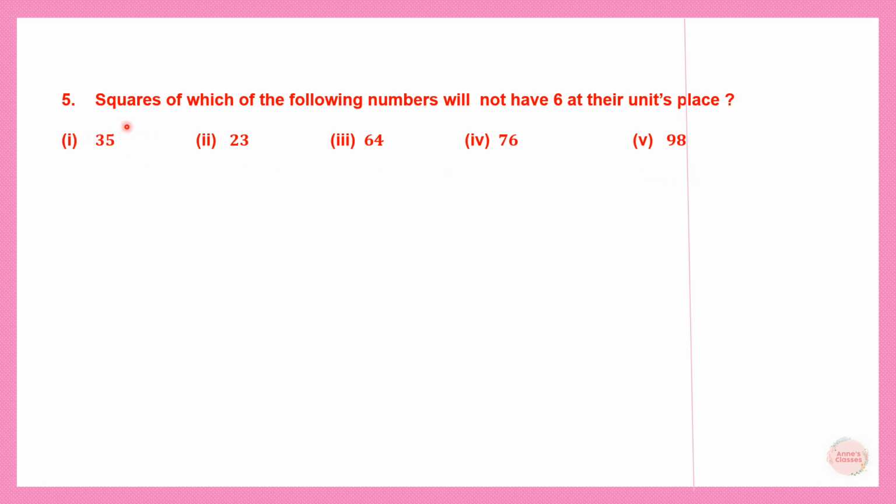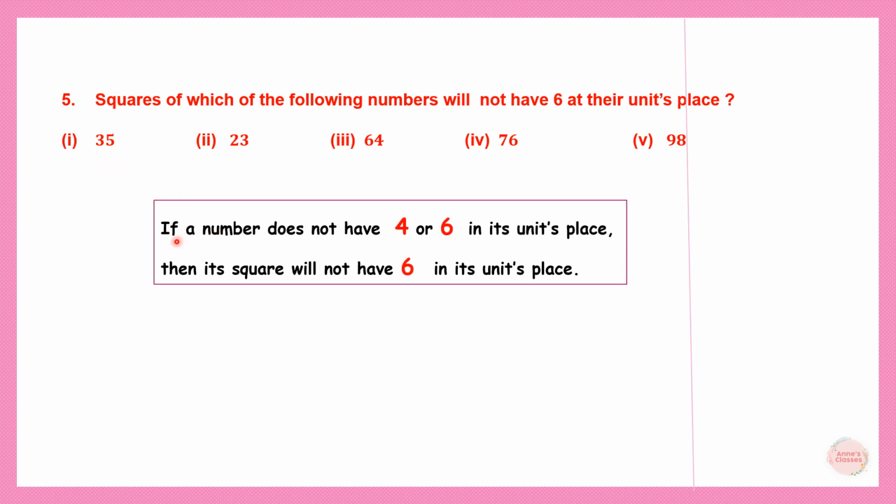Question 5. Squares of which of the following numbers will not have 6 in their units place? So we have 5 numbers here. How do we know if we square it that the answer is not going to be 6? You don't have to actually square it up, use the property. If a number does not have 4 or 6 in its units place, then its square will not have 6 in the units place. So here 35, there is no 4 or 6. So this one will not have 6 in its units place.